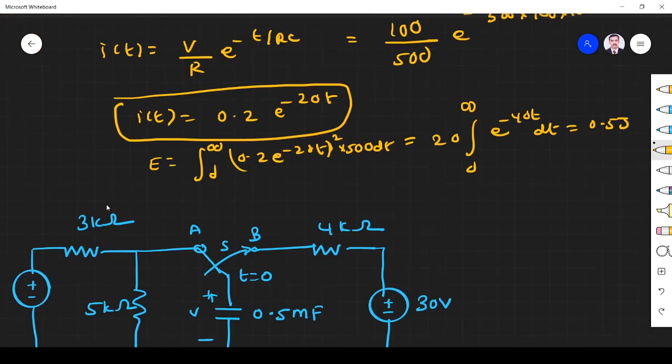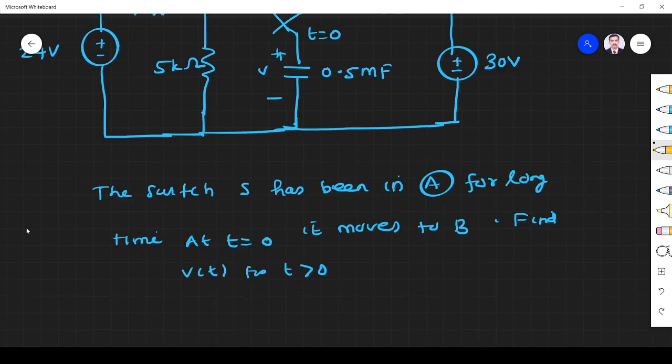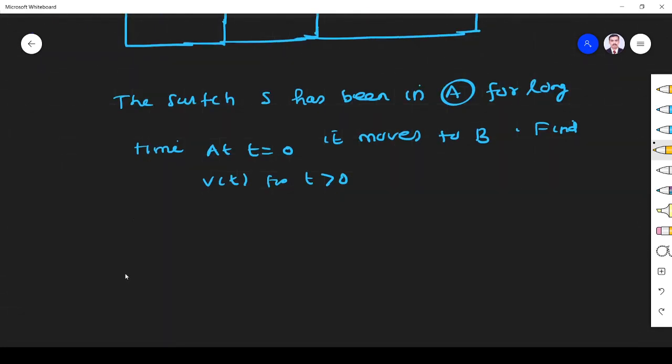Next question is, the switch has been in position A for a long time, that is here. At t equal to 0, it moves to position B. At t equal to 0, it moves to this position. Find the voltage V of t for t greater than 0. So this voltage we have to find. That is the voltage across the capacitor, right?